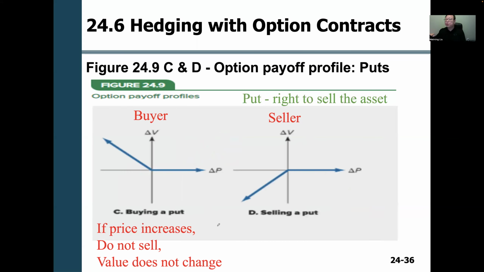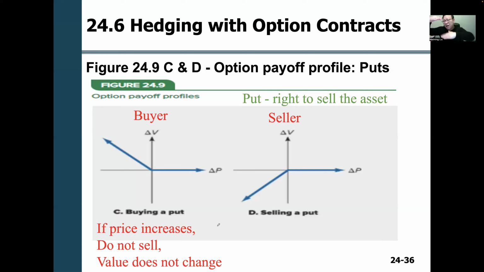Okay, now let's talk about the put. We just talked about call, right? So put is the right to sell the asset. The left picture is from the buyer's perspective, the buyer of the put, right? So don't be confused. We are saying the buyer of the put, and the right to sell is just to sell an asset. So buy put, sell asset, right? Don't be confused on that. As a buyer of the put, there's a price on the right to sell.